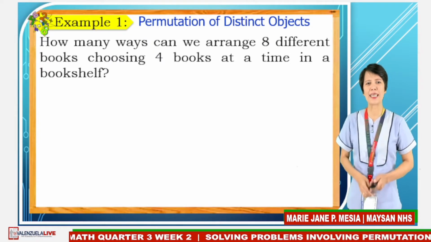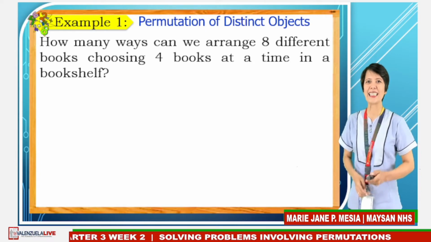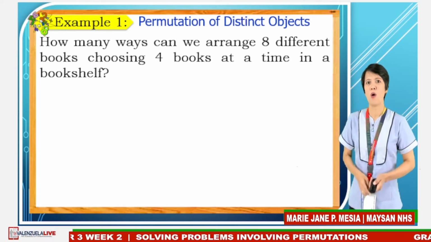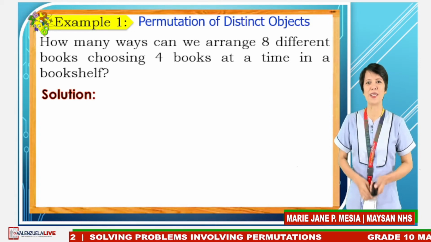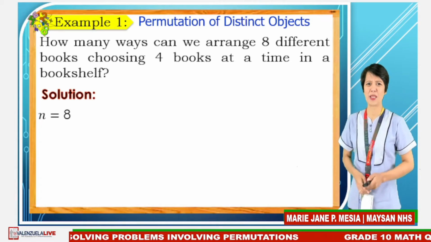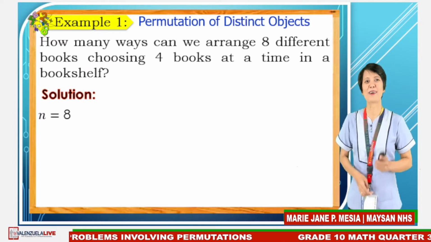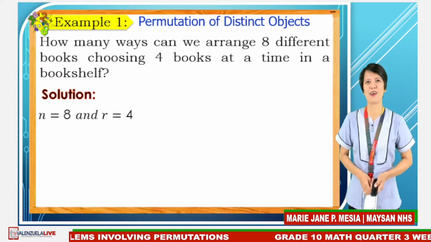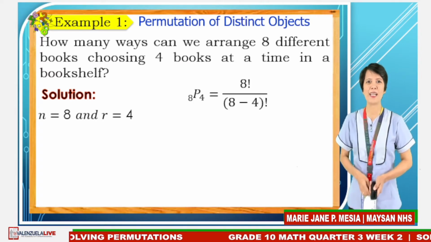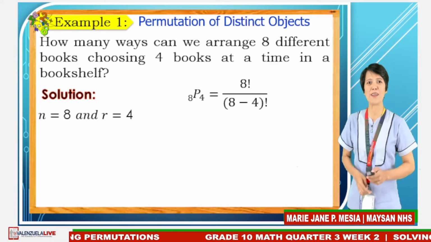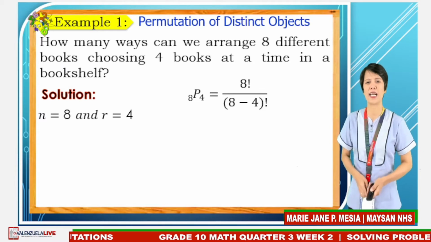How many ways can we arrange 8 different books choosing 4 books at a time in a bookshelf? What is the value of n? Very good. N is equal to 8. How about the value of r? Correct. R is equal to 4. Substitute the value of n and r to the formula. We have 8 permute 4 is equal to 8 factorial divided by the quantity of 8 minus 4 factorial.